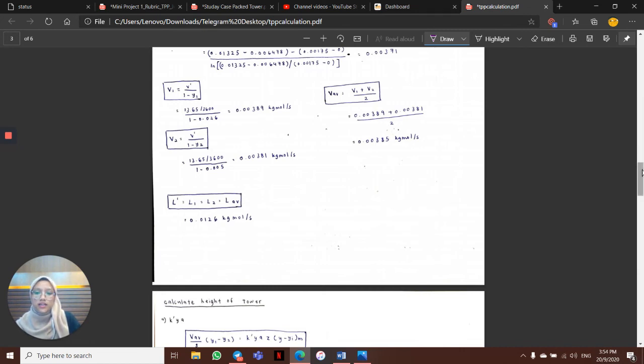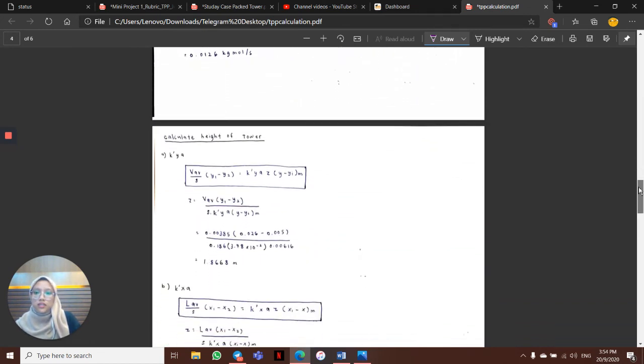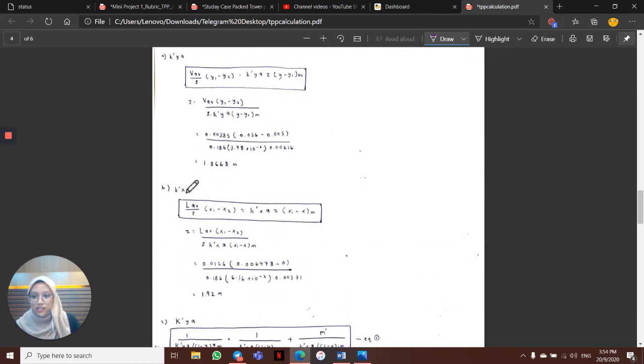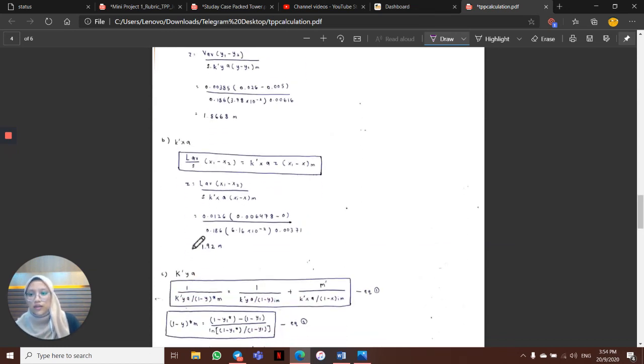Now we can calculate the height of the tower. For K prime YA, which is the single mass transfer coefficient for gas, you will get a height of 1.8668 meters, and for the liquid coefficient, you will get 1.92 meters.